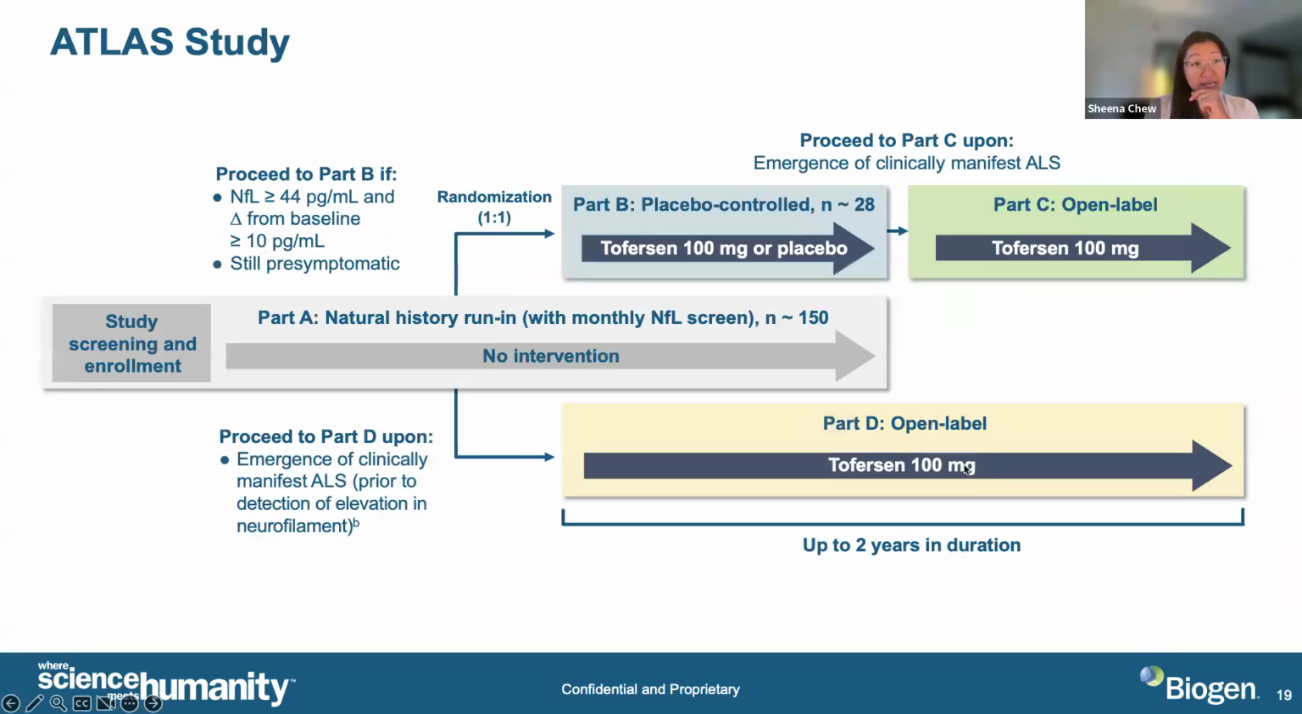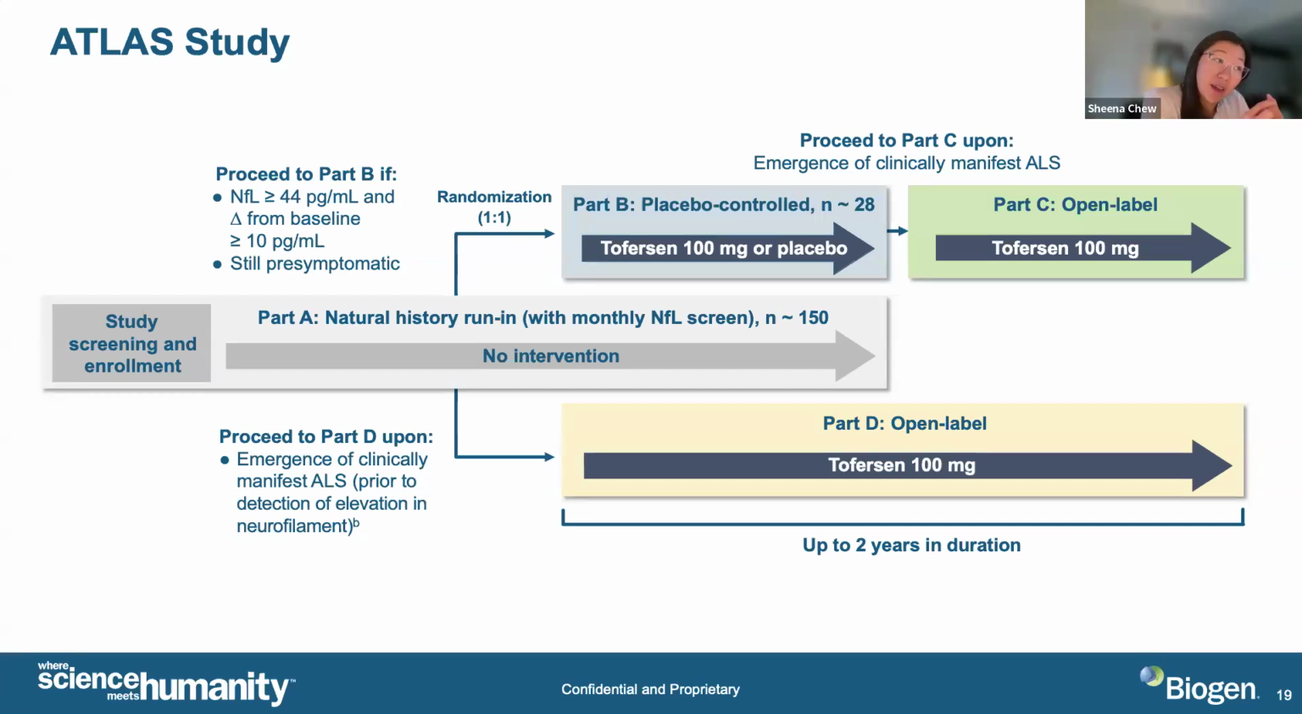I won't go into this in detail, but the design of the ATLAS study, which is to see whether treatment with tofersen prior to the onset of manifest ALS can delay the onset of disease in SOD1 gene carriers, is predicated on keeping an eye on people's individual neurofilament levels over time.